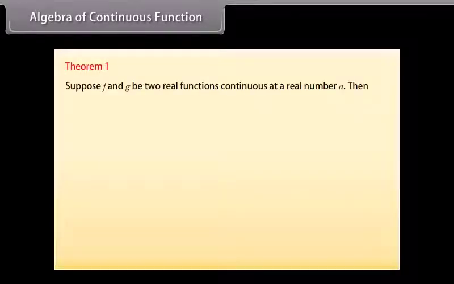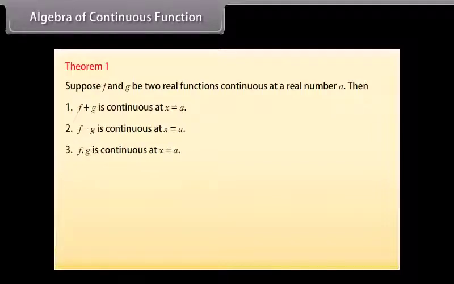Algebra of continuous functions. Theorem 1. Suppose f and g are two real functions continuous at a real number a, then: 1. f + g is continuous at x = a. 2. f - g is continuous at x = a. 3. f times g is continuous at x = a. 4. f/g is continuous at x = a, g(a) not equal to 0.